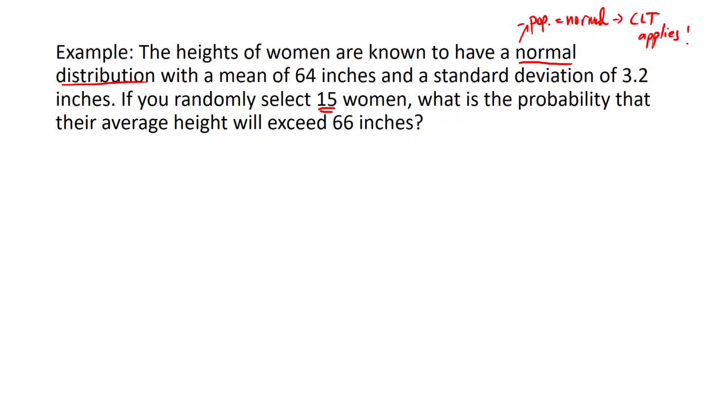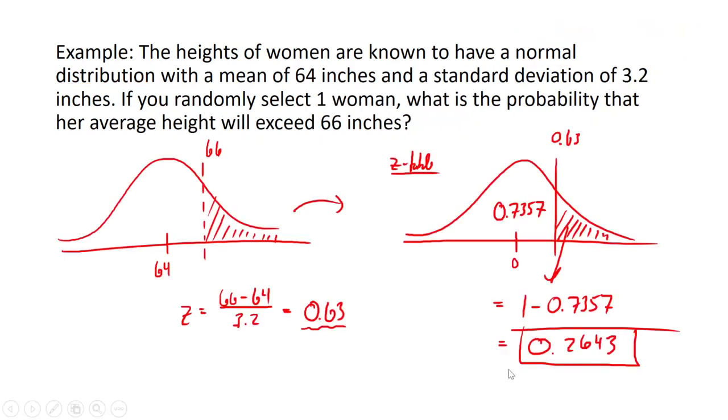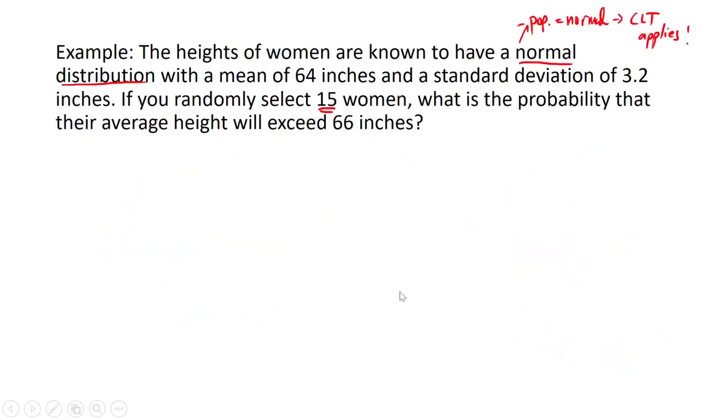Now, if we selected 15 women and we averaged out their heights, what's the probability that their average would exceed 66? Now, one single woman is relatively likely to be more than 66 inches tall, right? That's like 26% of the population. Would you expect the average of 15 women to be more than 66? Do you think that would be more likely or less likely than a single person being more than 66 inches? More likely. Maybe more likely. What do you think? More likely? Why? Because there's more people that could be taller than 66.